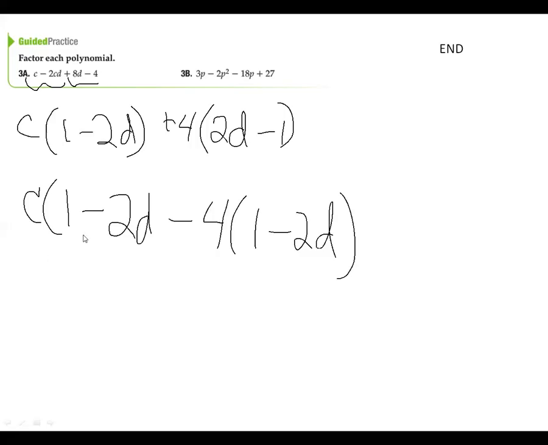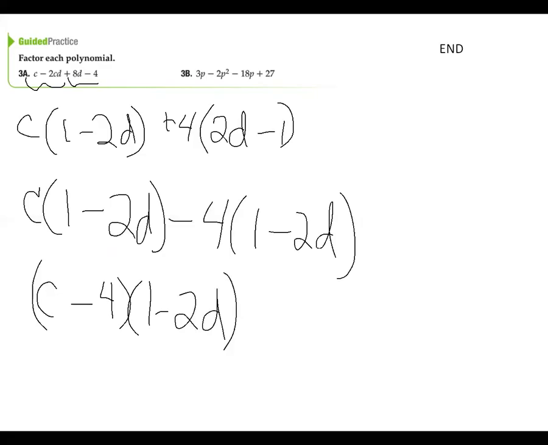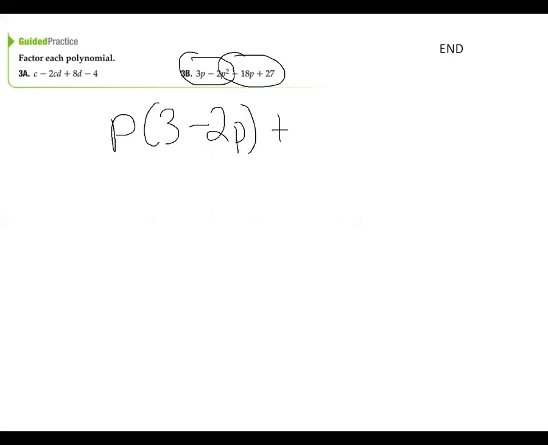And then the GCF of both of them, don't forget your parentheses, Mr. Antonucci, is 1 minus 2d. So c minus 4 times 1 minus 2d, like that. All right? Next one. These two, you could factor out a p. So you would have 3 minus 2p. And these two, you could factor out a 9. So 9 times negative 2p plus 3.